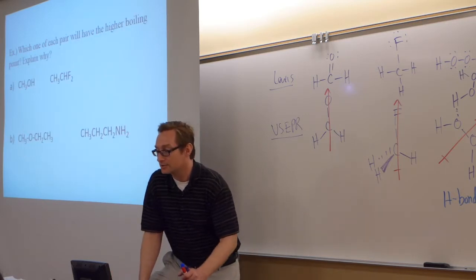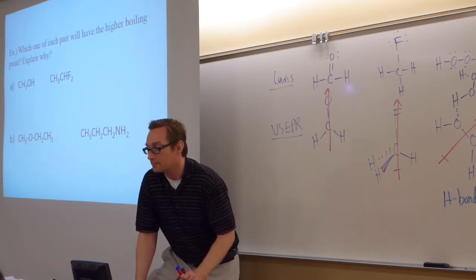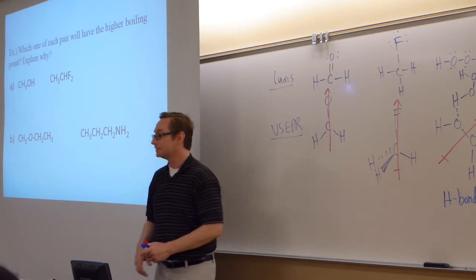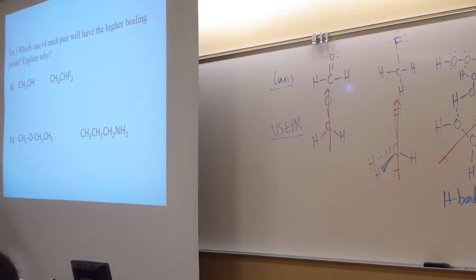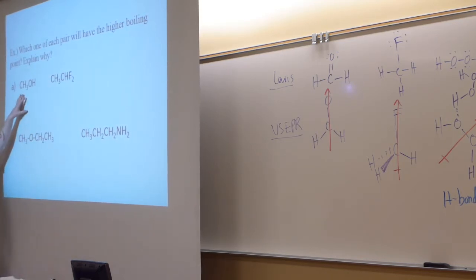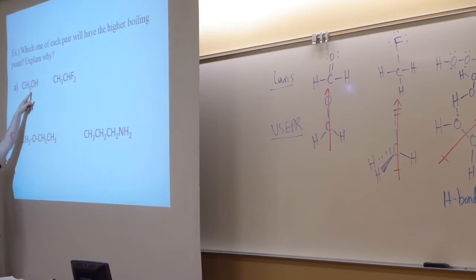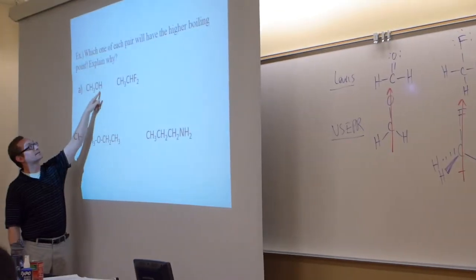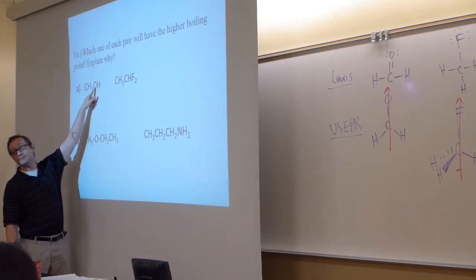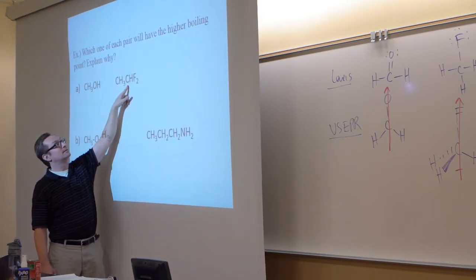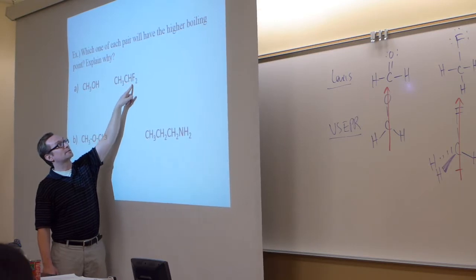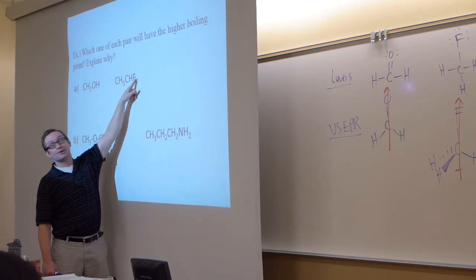Here's a real quick knowledge question. Which one of each pair will have a higher boiling point? Explain why. So really, we could do all the structures, go through the process, but can you tell just by looking at it? And this is what you should try to get to. Can this hydrogen bond? And the answer is yes. This H is directly bonded to that O. Can this hydrogen bond? Is this H bonded to the fluorine? And the answer is no.